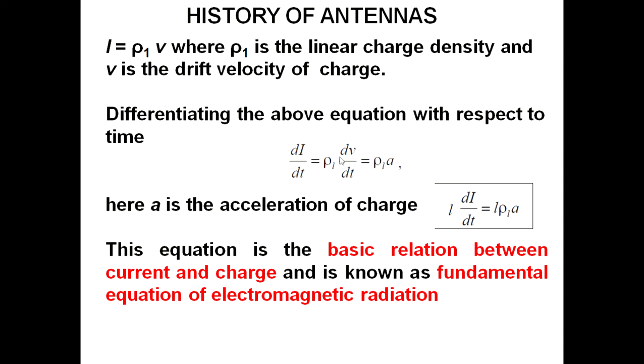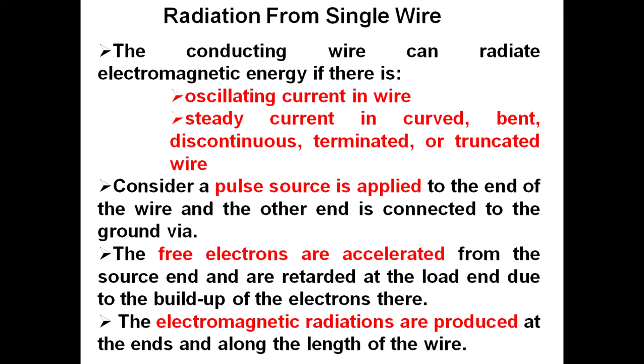Here I is the current, t is the time, and a is the acceleration of the charge. The equation L into dI by dt equals L rho l a, where L is the length of the conductor, rho l is the linear charge density, and a is the acceleration of the charge. This equation is the basic relationship between current and charge, and it is known as the fundamental equation of electromagnetic radiation. That is the basics of radiation.